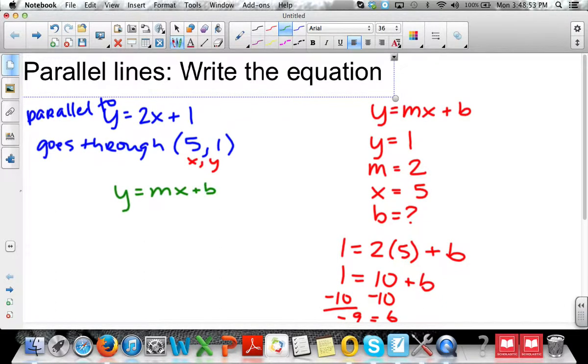So that whole entire thing in the red over here was just to figure out b. I have m. Now I know b. I'm going to plug those back into y equals mx plus b, and I will have my equation. Okay, so this y equals 2x minus 9 is the equation that is parallel to y equals 2x plus 1, and it goes through (5, 1). So you have to go through all those steps to figure out what b is, and then go back and put what m was and what b was. So I'm going to do another example.